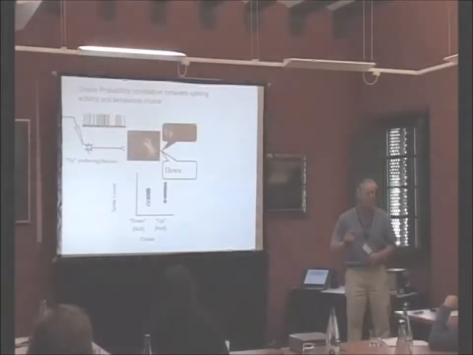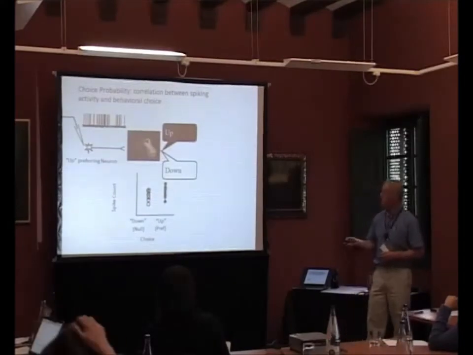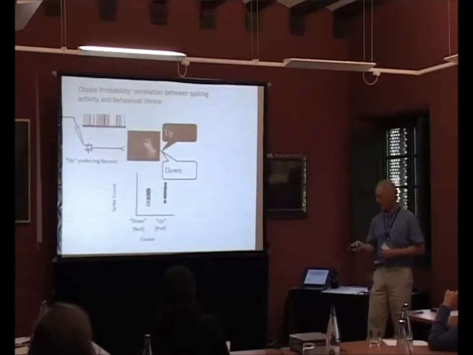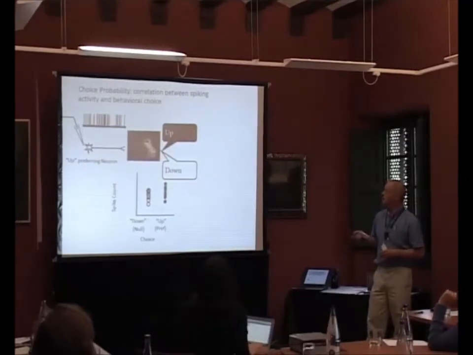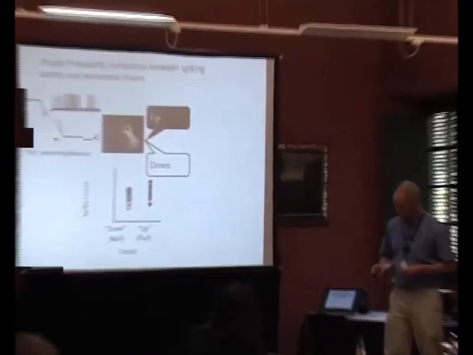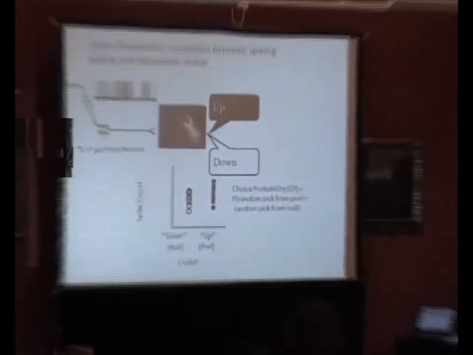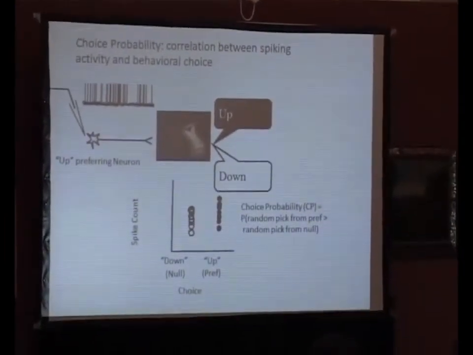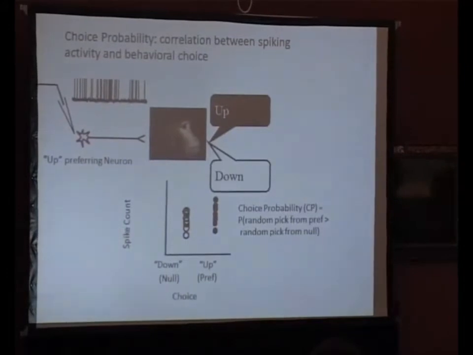So this has all been described up at the start, introducing choice probability in the context of the task that you all saw earlier. And Albert mentioned that in this task, even when you present the same stimulus many times, there's a correlation between the mean spike count and the animal's decision. There's one point about the calculation of choice probability that's worth mentioning, so we're all on the same page.